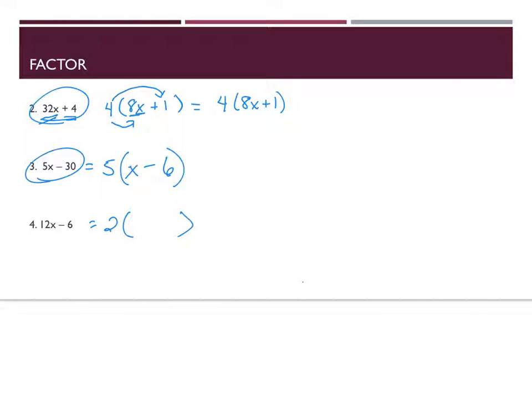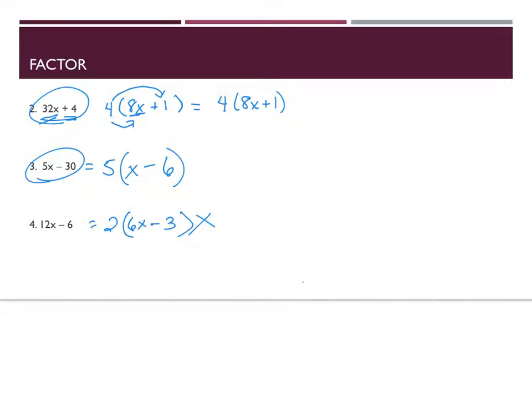So 2 times what would give me 12x? 2 times 6 would give me 12, keep the x. And then I need to think, what times 2 would give me negative 6? 2 times 3 would give me 6, and I need a negative sign here to make it negative. If I do distributive on that answer, I will get back 12x minus 6. But this answer is still incorrect.